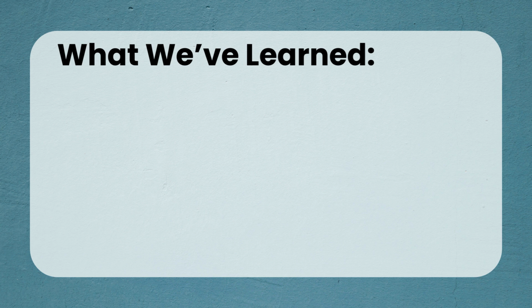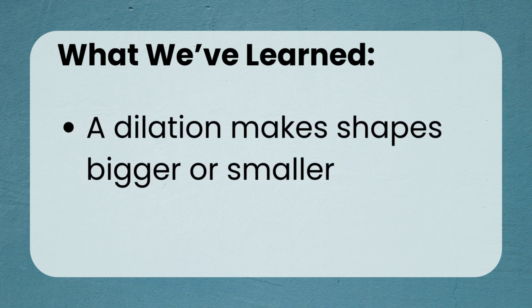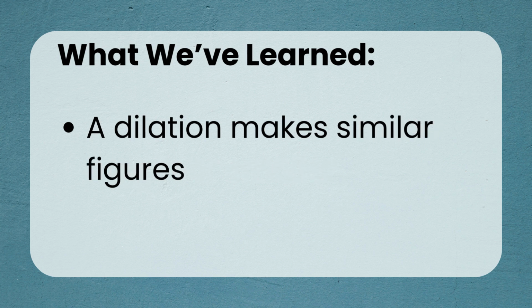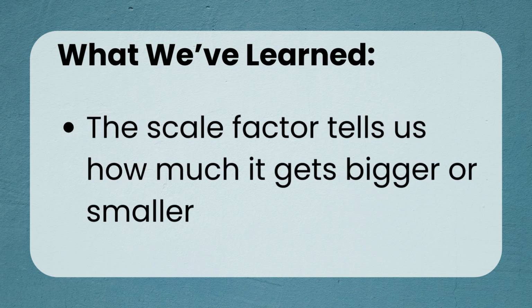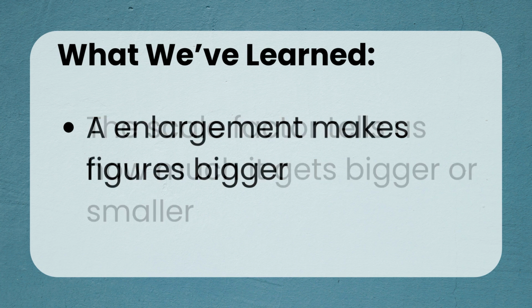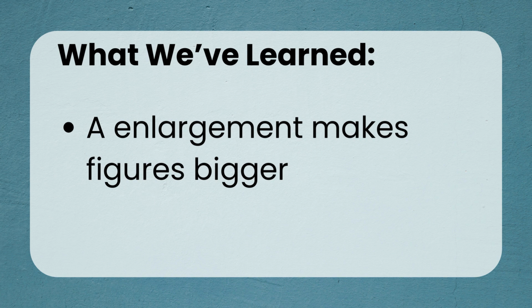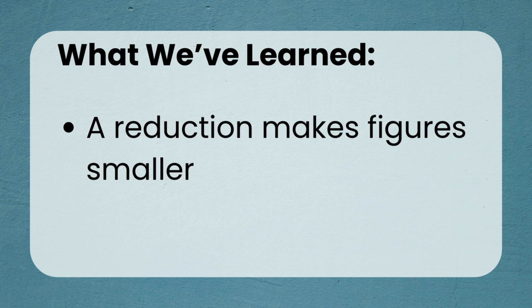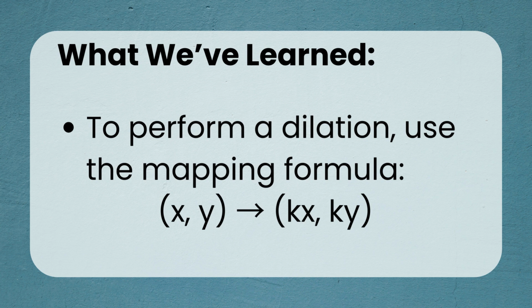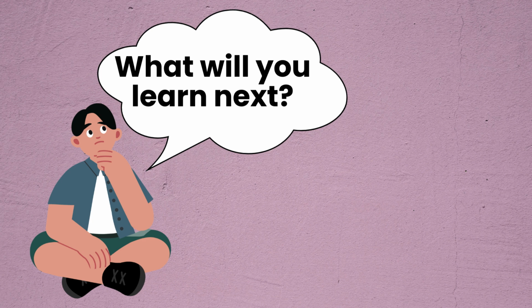If not, go back and check your work. So now let's take a look at what we've learned in this lesson. We've learned that a dilation makes shapes bigger or smaller. A dilation makes similar figures. These are the same shape, but not the same size. The scale factor tells us how much the shape gets bigger or how much it gets smaller. An enlargement is what makes the shape bigger, and that's when k is greater than 1. A reduction is what makes the shape smaller, and that's when k is less than 1. And lastly, we've learned that to perform a dilation, I use the mapping formula of (x, y) maps to (kx, ky). What will you learn next?